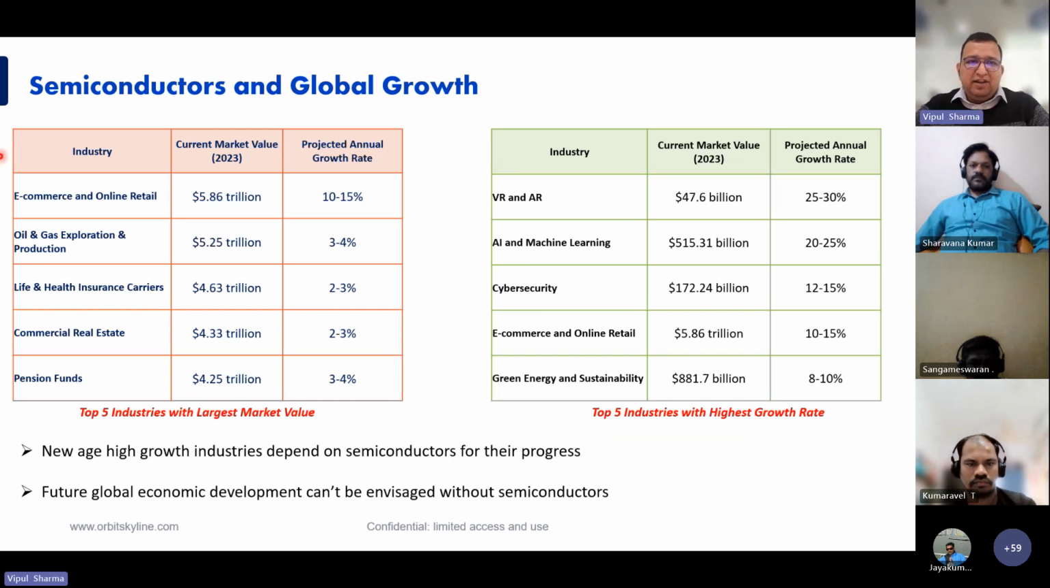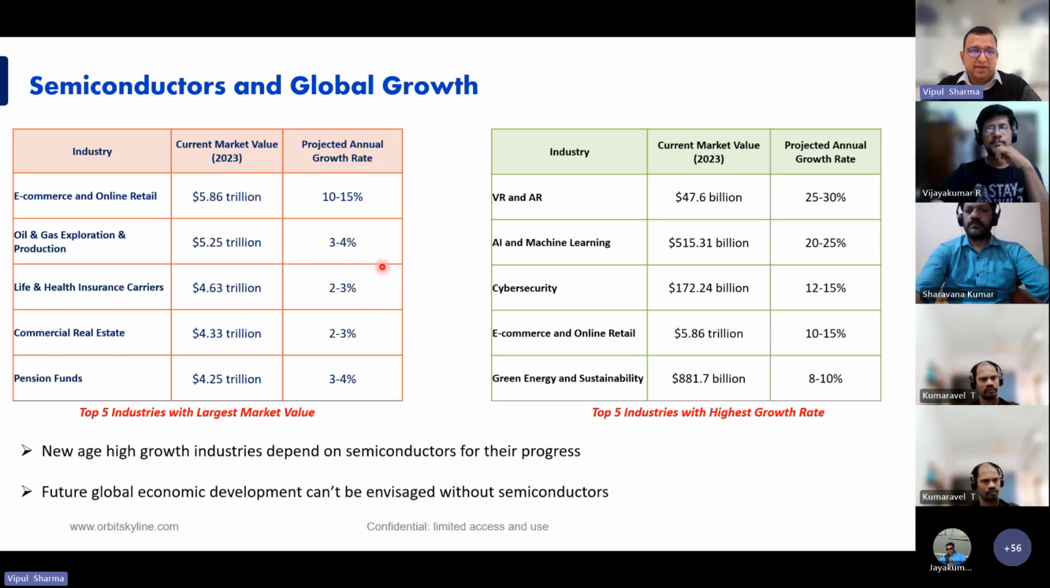Okay, so on the left side, these are the industries which, by their market value, have led the economic growth of the world till now. They are very big in size: e-commerce, oil production, insurance, real estate, pension funds. These are basically all non-technical industries which have led growth of the world. But just see what their growth rates are. Although they are very big, they are not growing at a very fast pace.